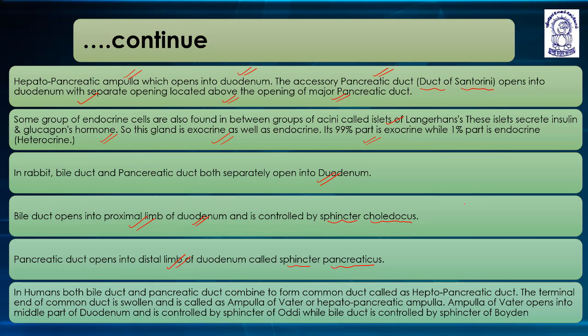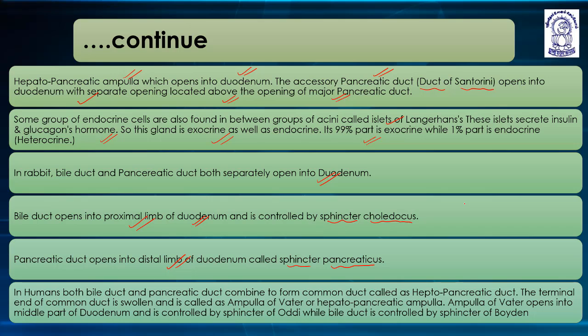The terminal part of this hepatopancreatic duct is swollen, and this swollen part is known as what? The ampulla of Vater. This is a physiologic swelling. It is not inflammatory, neither is it infectious. It is a normal physiologic swelling, which is known as the hepatopancreatic ampulla.